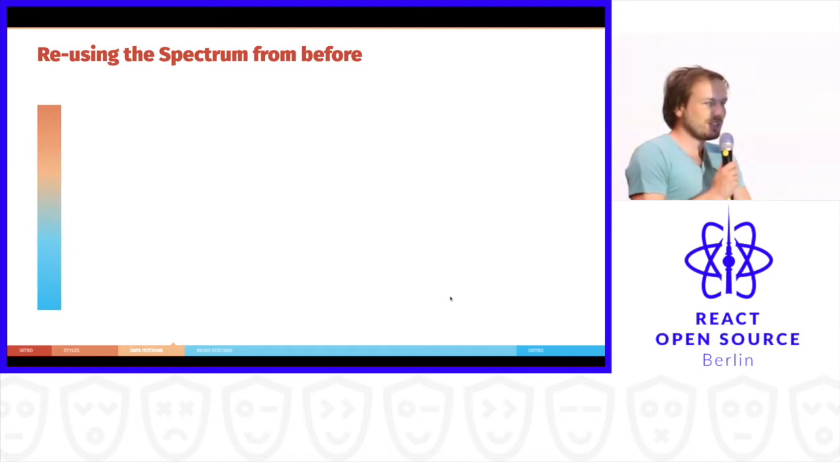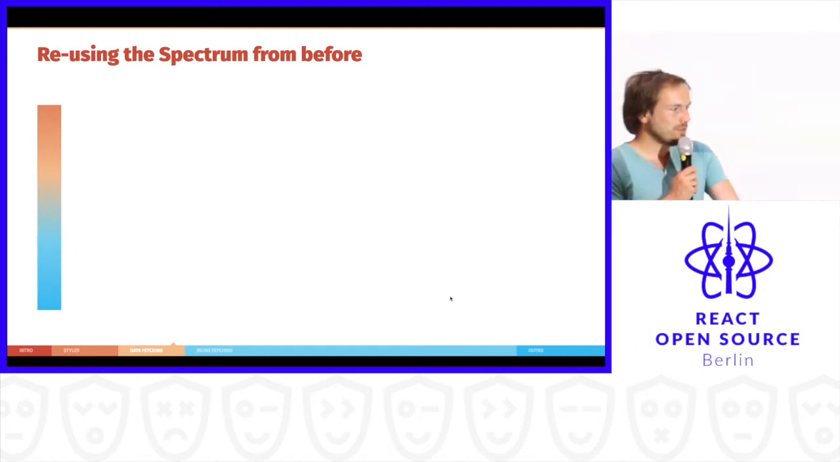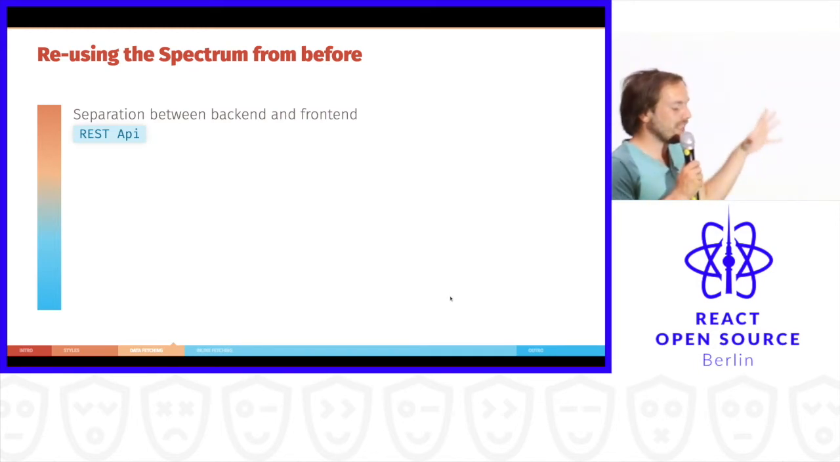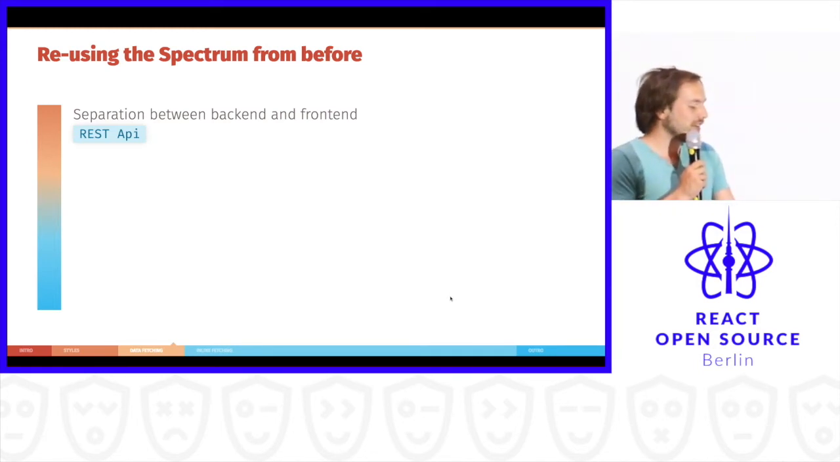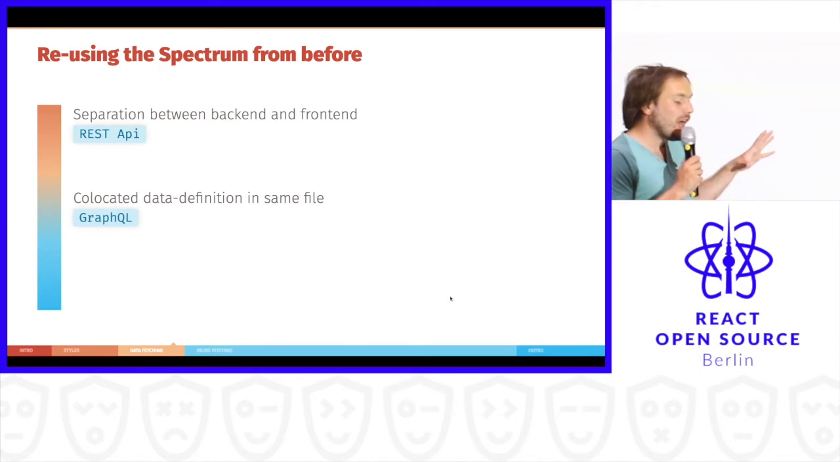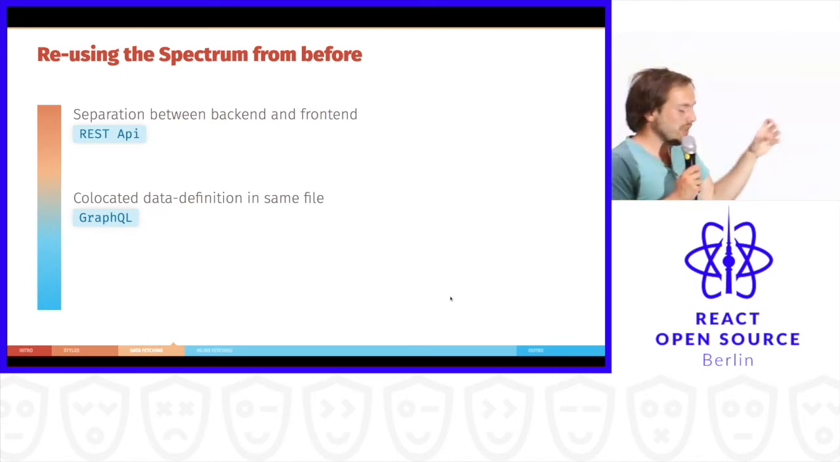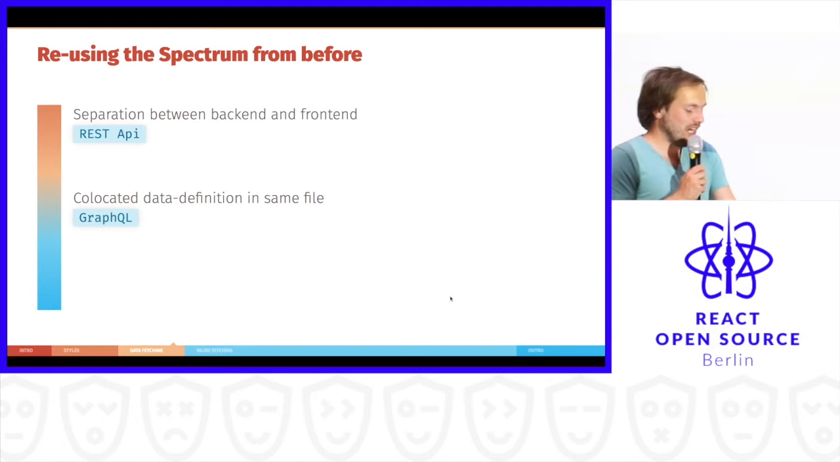And to put it into perspective, let's reuse the same spectrum from before, where at the very top end, we again have this global system where you have a big separation between the back end and the front end that is used by the REST API. And in the middle, you have the collocated data definition, where in the same file you define at one point what kind of data your component is using, and then within the render method, you can use that query to get the data of the exact shape.